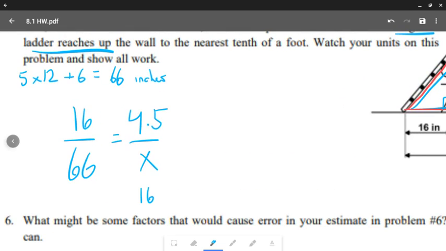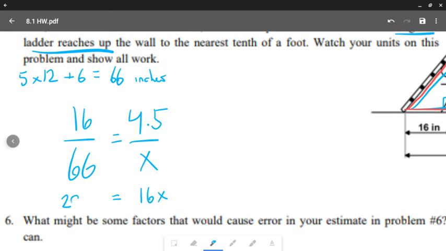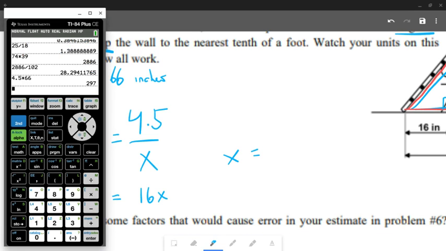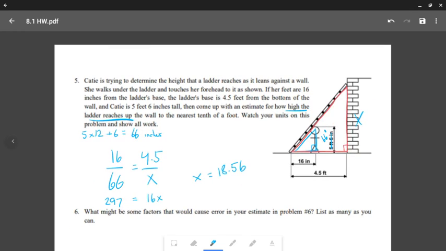This is going to be 16x. The other side is going to be 4.5 times 66. 4.5 times 66 equals 297. All right, 297 divided by 16 will give me my answer. So 297 divided by 16 equals 18.56. All right, so there's our answer.